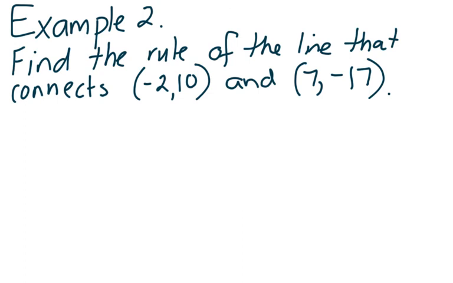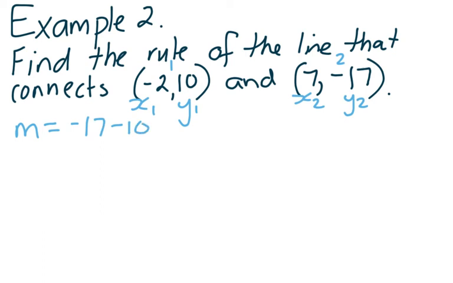Example 2, same thing. Find the rule of the line that connects (negative 2, 10) and (7, negative 17). Again, I'm just going to label those 1 and 2, and then x1, y1, x2, y2. It doesn't actually matter which coordinate is 1 and which is 2. Then I'm going to use the formula for gradient: negative 17 take 10 divided by 7 take away negative 2, which gives me negative 27 divided by 9, which is negative 3.